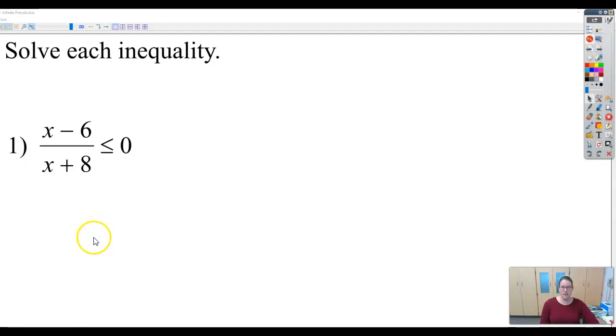Hi guys, this video is on solving rational inequalities. So remember, rational expressions or equations have a polynomial on the top and the bottom of a ratio or a fraction. The way we're going to solve this is very similar to how we did the polynomial inequalities yesterday. So our first step is we want to find the critical values. Now in this case, the critical values may be in the numerator or the denominator.